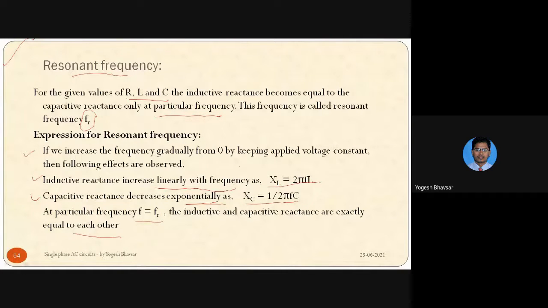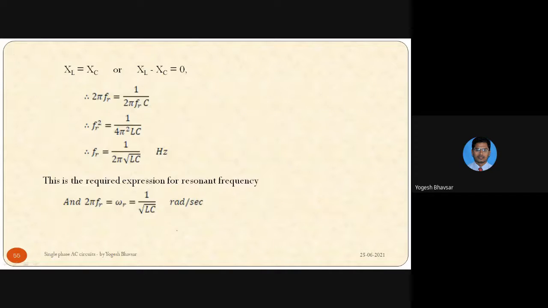So what we are doing, we are increasing the frequency from 0 onwards, applied voltage is constant, then these effects will be observed. If frequency is increasing, inductive reactance is also increasing, and capacitive reactance is decreasing exponentially. And at one particular frequency, XL is equal to XC. So both will be equal because one is increasing and the other is decreasing. XL is increasing, XC is decreasing. So at one particular frequency, both will be equal. Right? And that particular frequency is called resonance frequency.